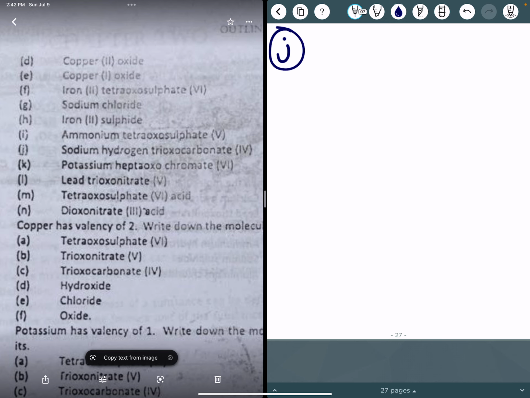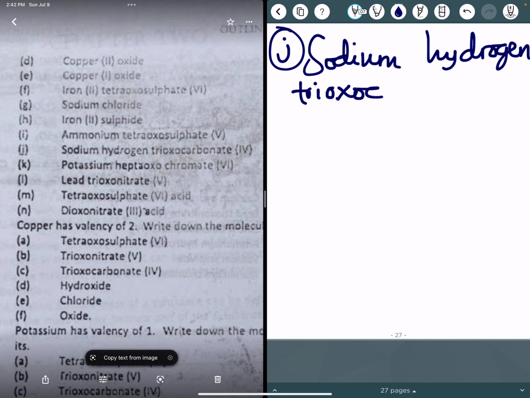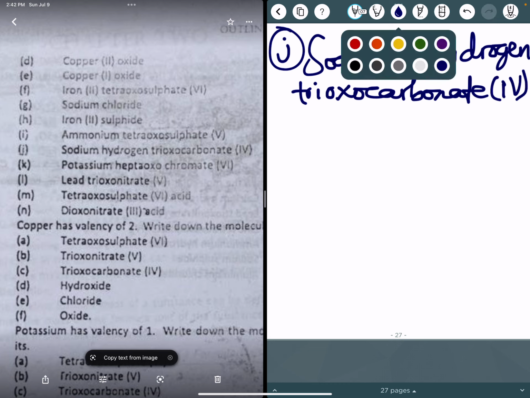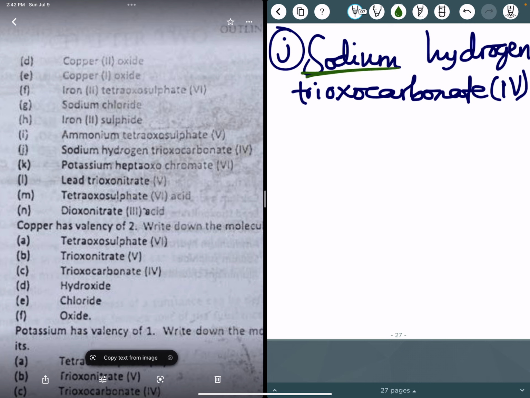J is sodium hydrogen trioxocarbonate 4. Take note, this is the positive side of the compound, and this is the negative side of the compound.